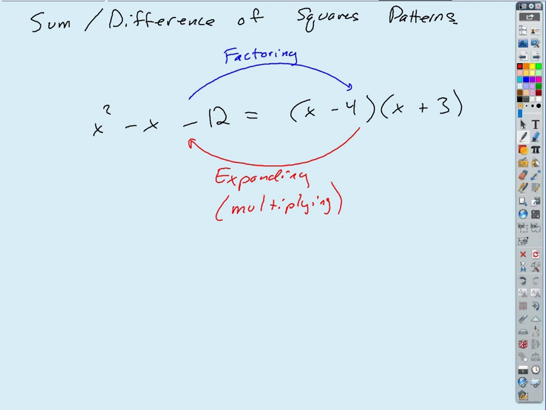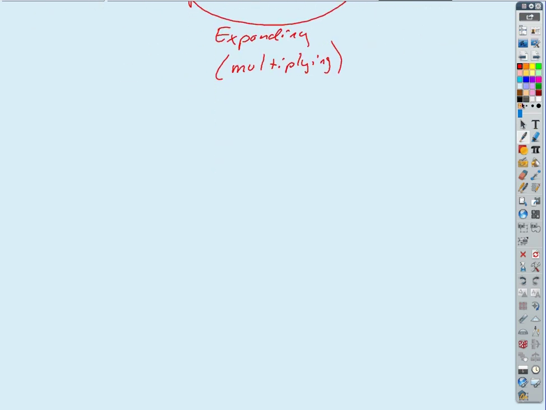Okay, so what if we did something like this? What if we wanted to start off with something of the form a squared minus b squared? We know what that's going to factor into. That's it.